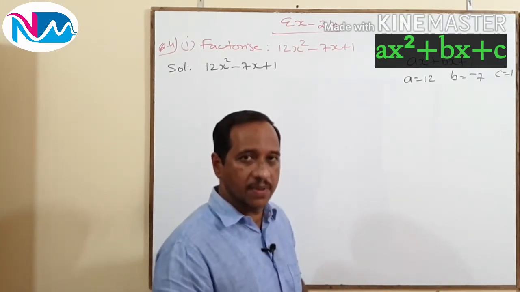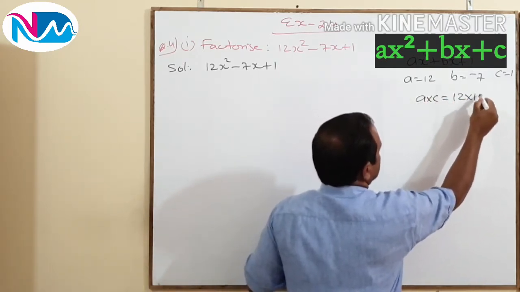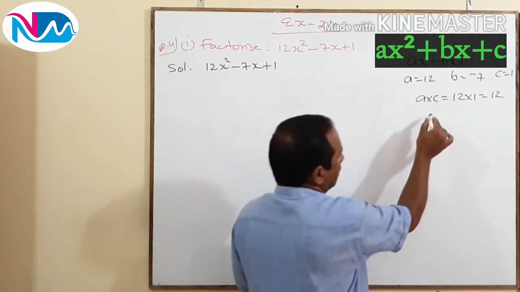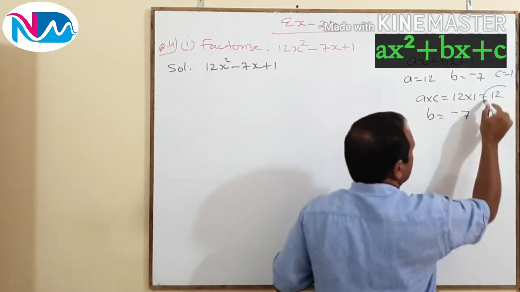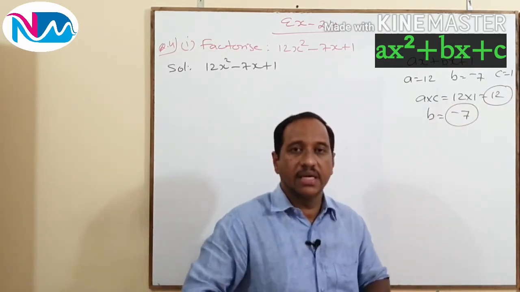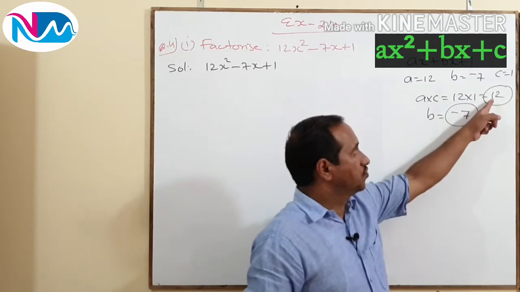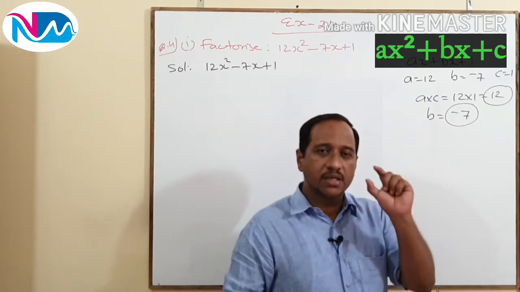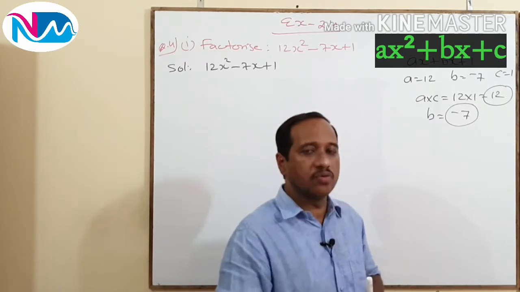Here we first multiply a into c. A into c is 12 into 1, 12. And then we write down the value of b, and here b is equal to minus 7. These two values will help us to split the middle term in the proper way. Here on multiplying a into c, we get a positive value, that is plus 12. It shows that the middle term is to be split as the sum of two numbers.